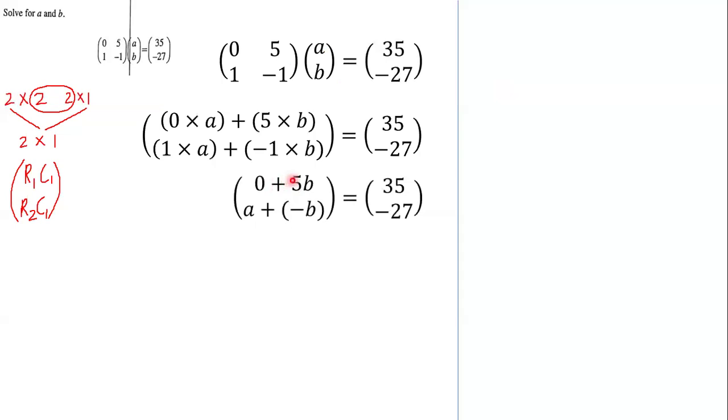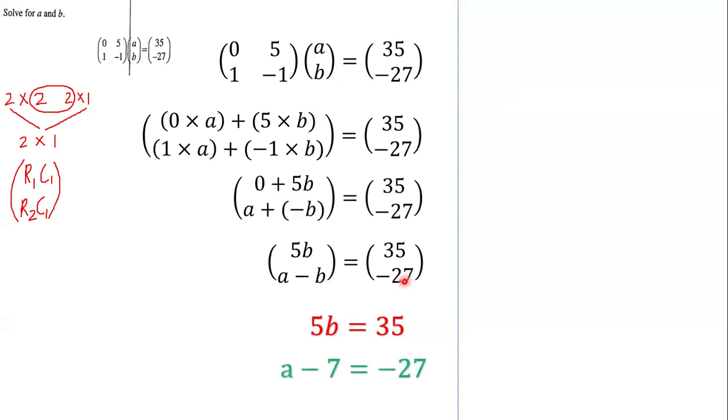Next, we have 0 plus 5B, and 0 plus 5B is simply 5B. A positive times a negative is a negative. So this is A minus B. So we have 5B and we have A minus B. Now, if these two matrices are equal, that means that corresponding entries must be equal. And so 5B must be equal to 35 because these two are corresponding entries, and A minus B must be equal to -27. So these two equations must be true.